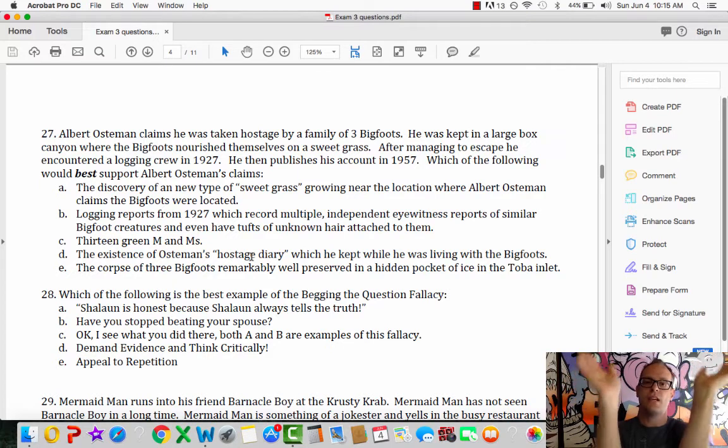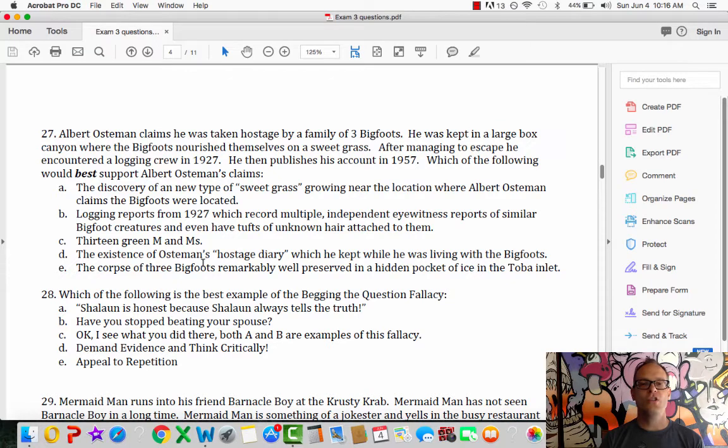Otherwise, it's just going to be wrong, right? There'll be no support. It'll be up in the air. So here, you'd think which of these would be the best, right? Well, you'd want something that is open to inspection and physical. That would be the best option.